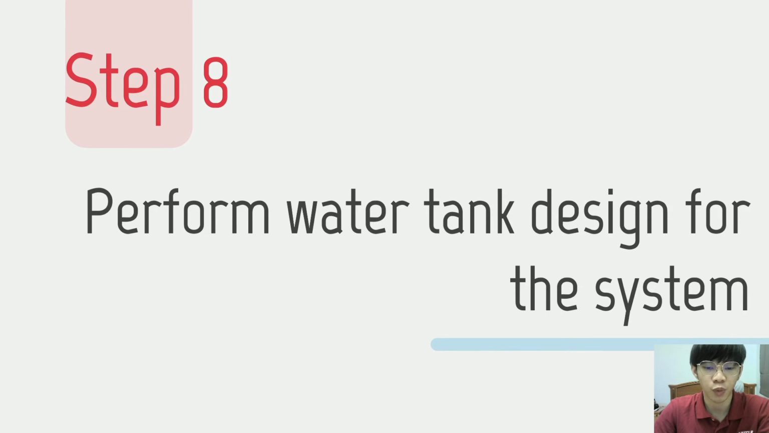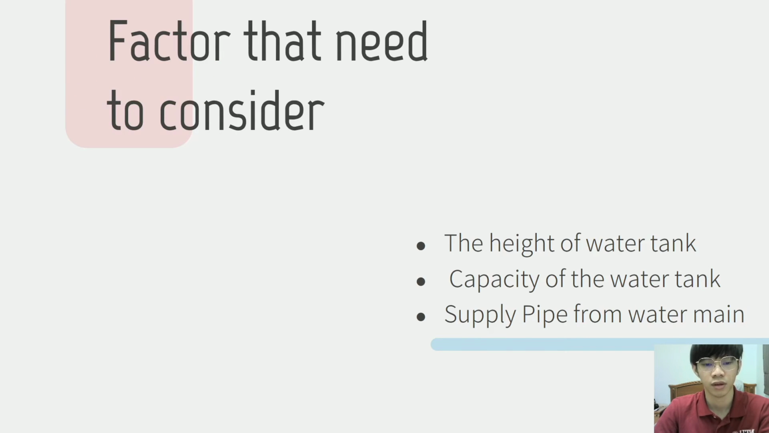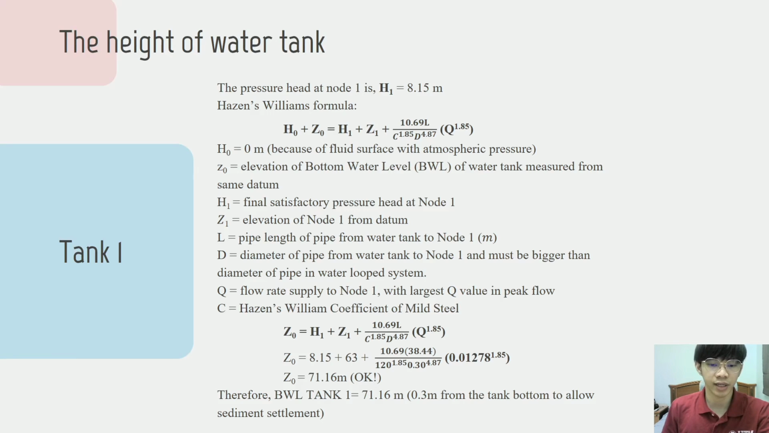The last step is to perform the water tank design for the system. The factors that need to be considered when designing a water tank are the height of the water tank, the capacity of the water tank, and the supply pipe from the water main. When calculating the height of the water tank, the information that we have to know is the pressure head, the elevation of node 1, the length of pipe from the water tank to node 1, the diameter of the main pipe, and the total water demand needed. After we have those values, we can use the Hazen-Williams formula to calculate the elevation of the tank.